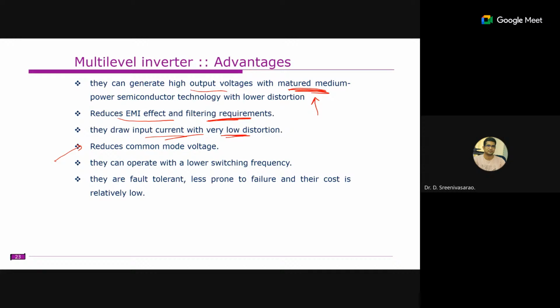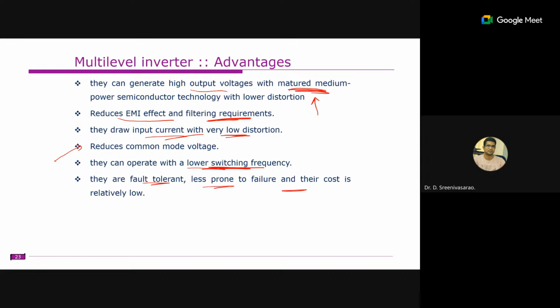If the phase voltages are equal to or close to a sinusoidal, then when you add all the phase voltages you normally get a smaller value compared to a two-level inverter, and they can operate at lower switching frequency. Another thing is that they are fault tolerant: if a fault occurs, we can reconfigure the inverter to operate at the same power and voltage level, or at some reduced power and voltage levels. They are less prone to failure, and their cost is relatively low compared to the multipulse and high power two-level inverter case.